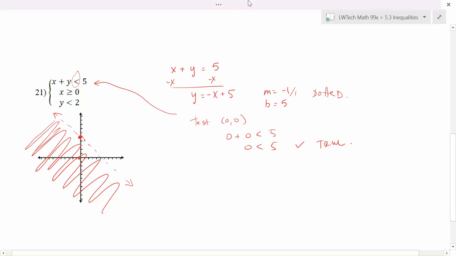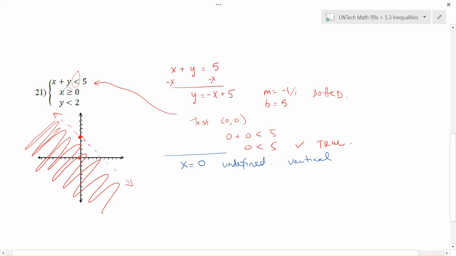Now I need to go through and use my other conditions. The next condition here says that x has to be greater than or equal to 0. Let's change that to blue. Now, if I look at my boundary equation, I'm looking at the line x equals 0. Notice you can't get the y by itself, so this is my undefined slope. I can't get it in slope-intercept form because there is, in fact, no slope. So this is a vertical line, and I have a vertical line going through x equals 0. Well, that line happens to be the y-axis.